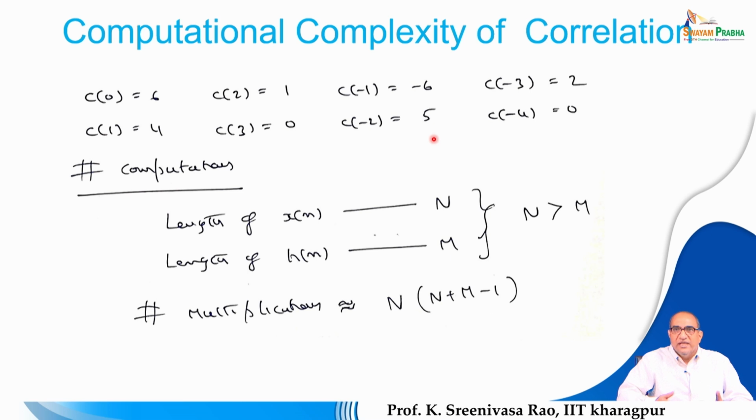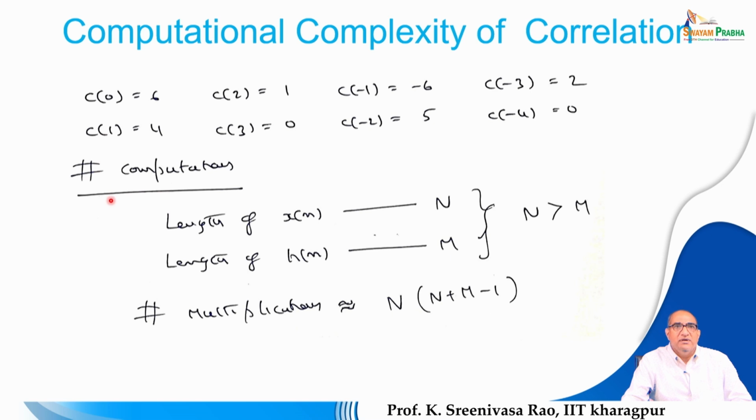If the correlations are negative values, that means the two signals or two sequences have no correlation at all, that means the similarity between the two signals is very, very less. And if you get a very large negative value, it means that the two signals are quite orthogonal, quite reciprocal to each other. That is the way you can comment.